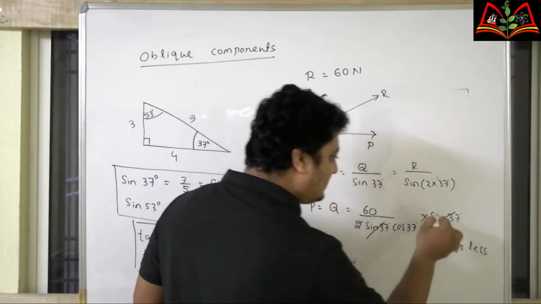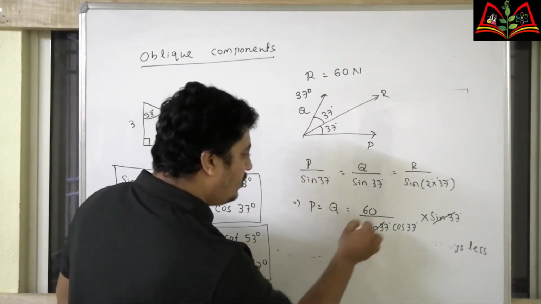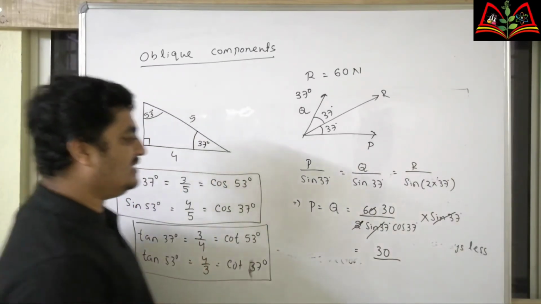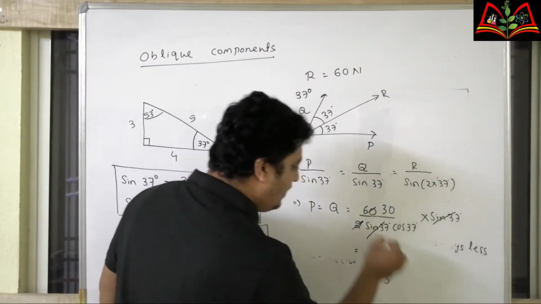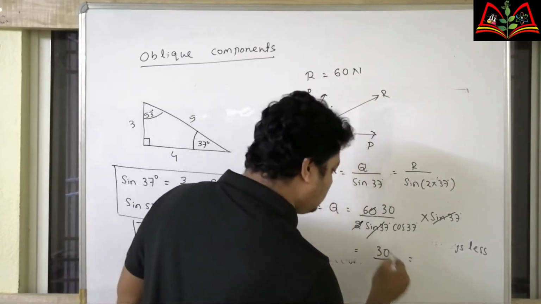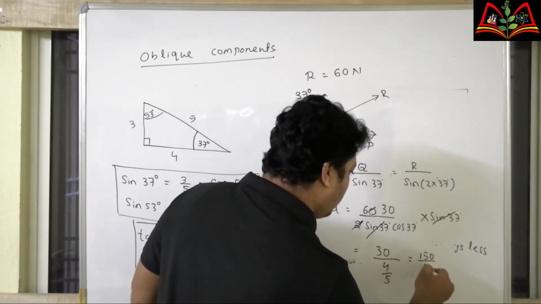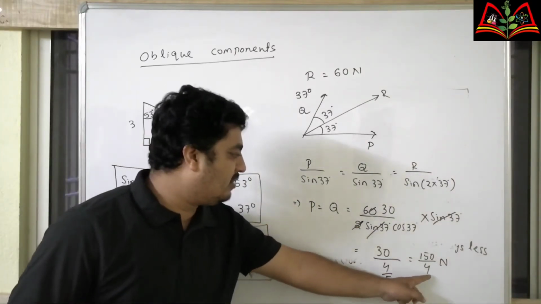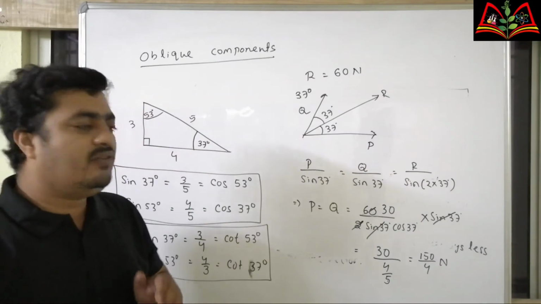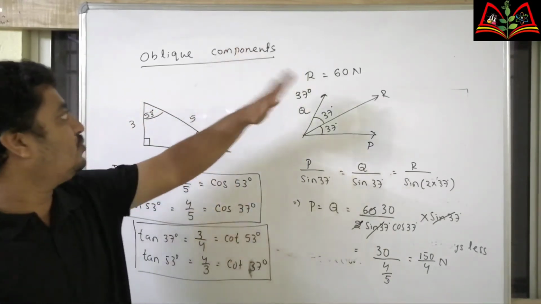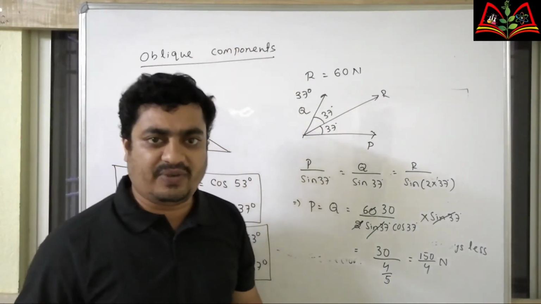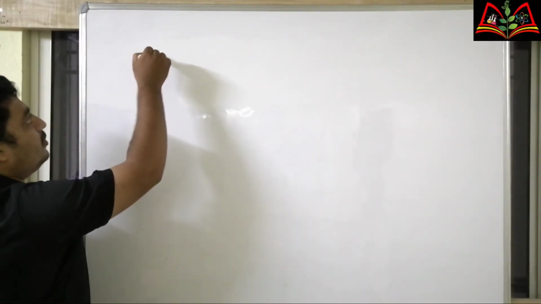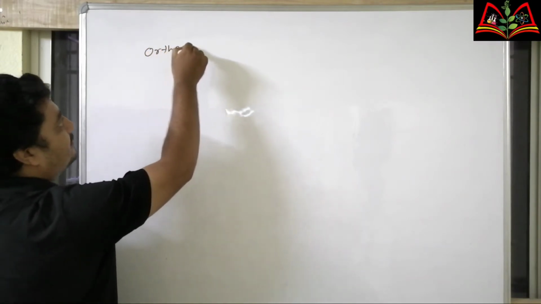Now sine 37 will cancel out. So it will be 30 by cos 37, that is equal to 4 by 5. Now if we take 5 here, this is 150 by 4 Newton. So the components are 150 by 4 Newton. So in this way we can find the oblique components of a vector. Next we'll go for orthogonal components in space.